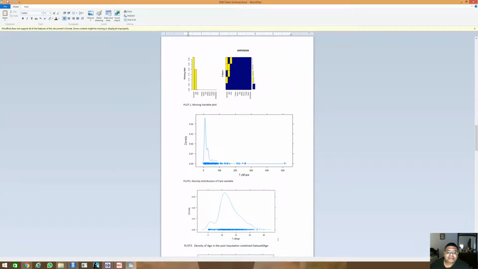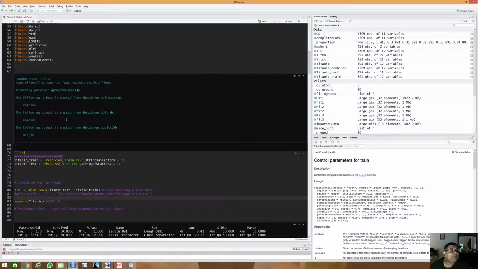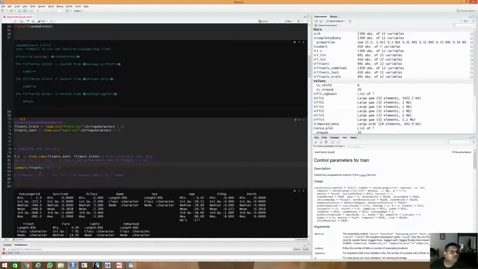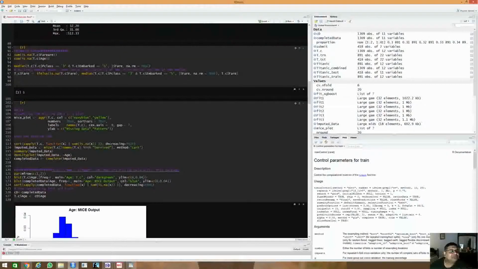looking at the fare distribution. I can see most of the fare distribution leans onto the left side between 0 and 50. I didn't think that a mean would be appropriate, so I took the median to replace the missing fare.